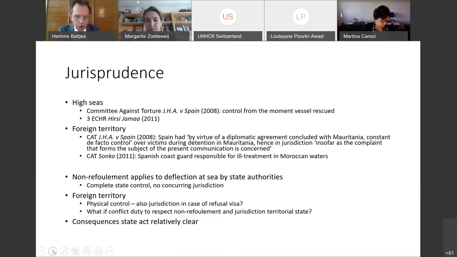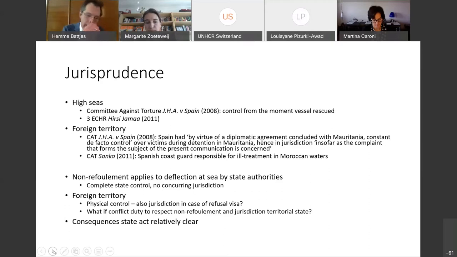Further, when acting on foreign territory, there may come about a conflict between this extraterritorial jurisdiction of, well, in these cases, Spain and Italy, and the jurisdiction of the territorial state. And here we should observe that in J.H.A. v. Spain, the committee also remarked that by virtue of a diplomatic agreement concluded with Mauritania, Spain exerted control. So that could be seen as an implication that when acting on foreign soil or in foreign territorial waters, there should also be a de jure basis for assuming jurisdiction. Where it is so, as I said, there is very little jurisprudence available.